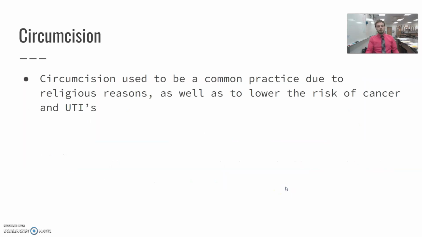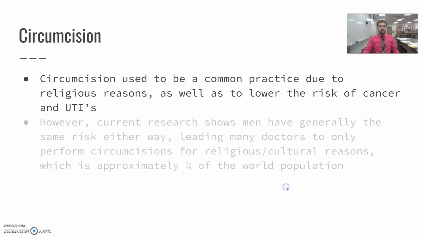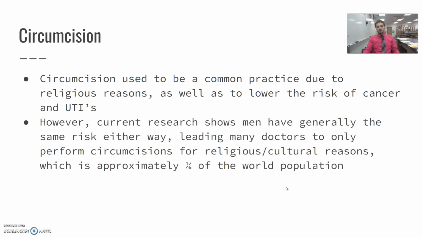Also mentioning the foreskin. The foreskin is commonly removed during circumcision, but we're seeing that less and less. It used to be a very common practice, not only because of religious reasons, but it was also thought that the removal of the foreskin would lower your risk of cancer and urinary tract infections. But current research shows that you pretty much have the same risk either way, men. And so really circumcisions are only going to be performed when asked based on religious or cultural reasons, but about 1/6 of the world population is circumcised.